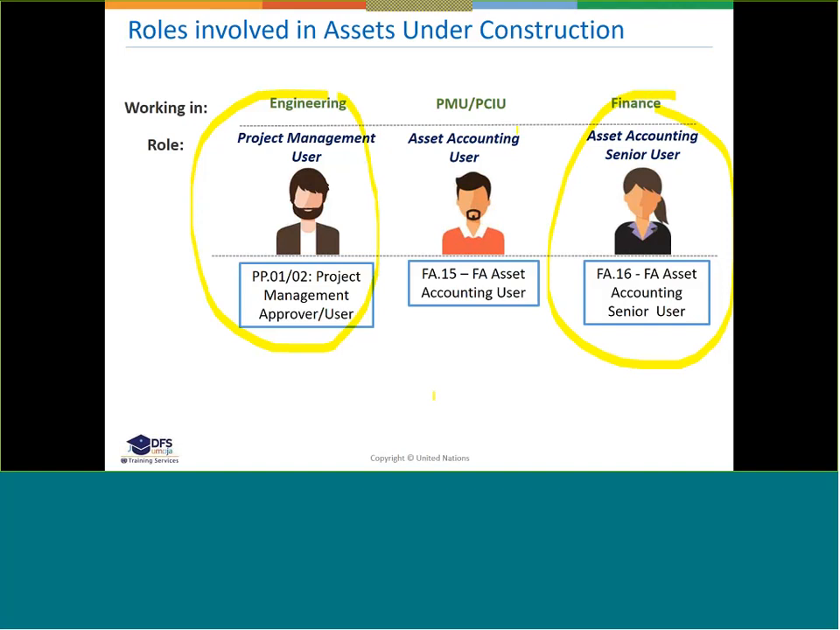And then we have PMU PCIU that have the role FA15, whose main role is manually creating the final asset. All right. So what is the process itself? Let me go to the next slide.